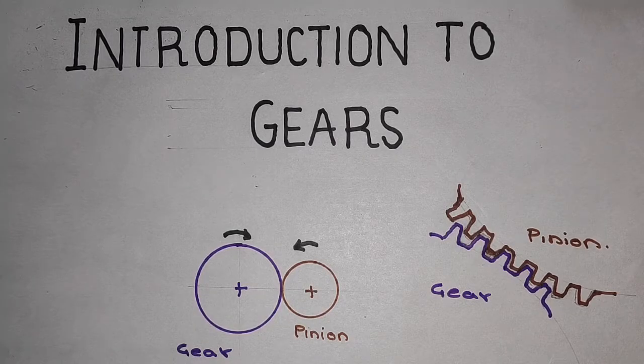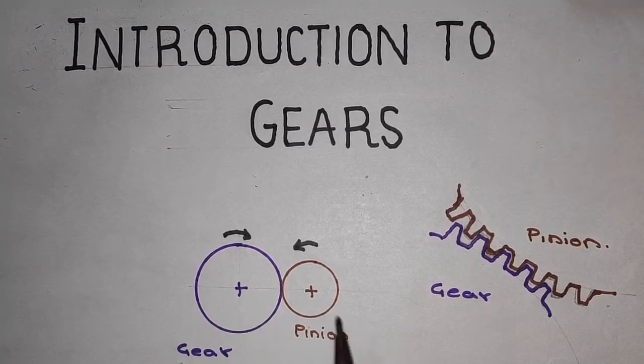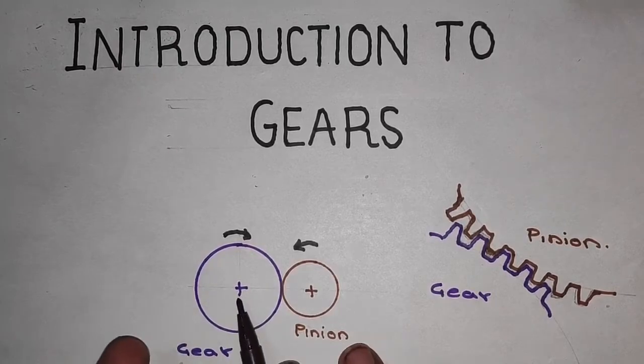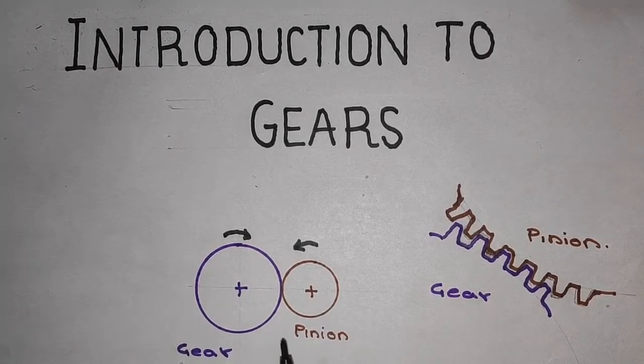So first we should know what gears are. The definition of a gear is that it is defined as a machine element used to transmit motion and power between rotating shafts by means of progressive engagement. Now let us see what this definition means. It is a machine element used to transfer motion or power from one shaft to another shaft, by means of progressive engagement.